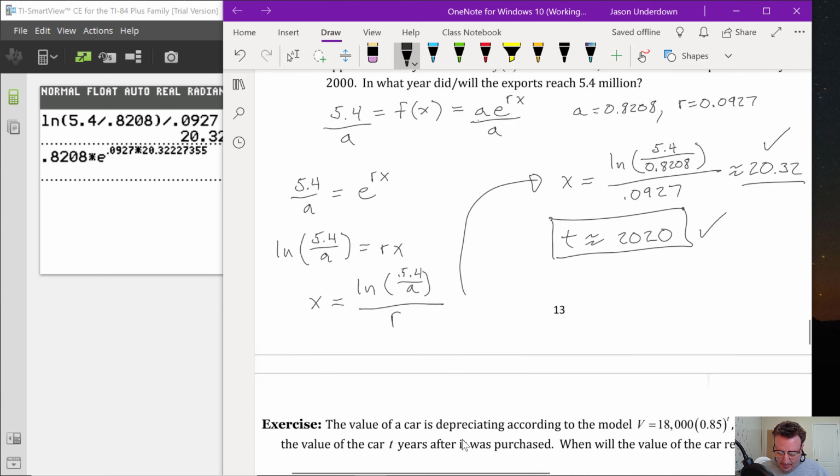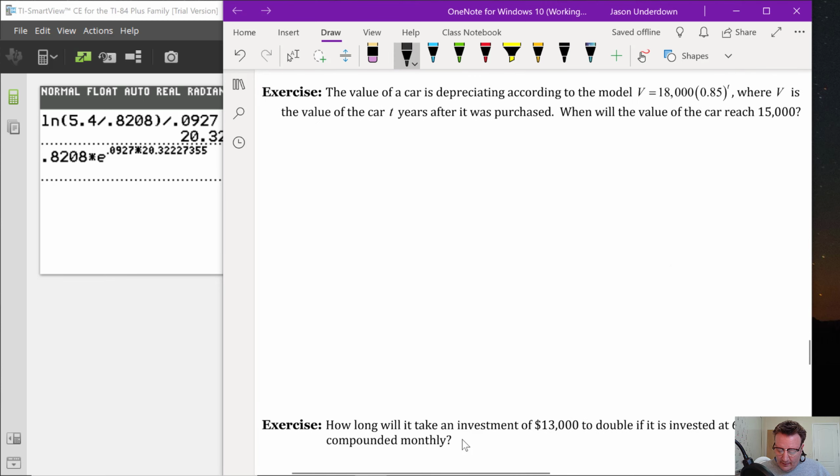Okay. Let's try the next exercise. The value of a car is depreciating according to the model V is equal to 18,000 times 0.85 to the t, where V is the value of the car t years after it was purchased. When will the value of the car reach 15,000? All right. So we just want to set V equal to 15,000 and solve for t.